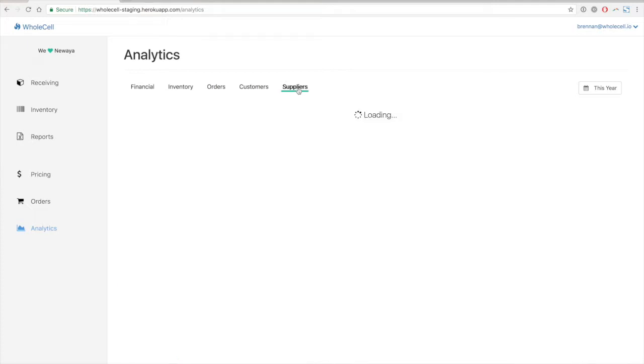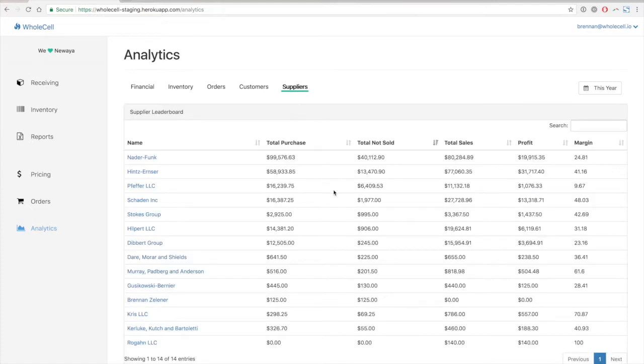On the supplier side, you have kind of the same thing. So this is unique though. You can see who you're buying phones from or devices of any kind. How good of a supplier are they to your business? So we can see this Nader Funk at the top of the list. We've purchased almost $100,000 worth of inventory from them so far this year.